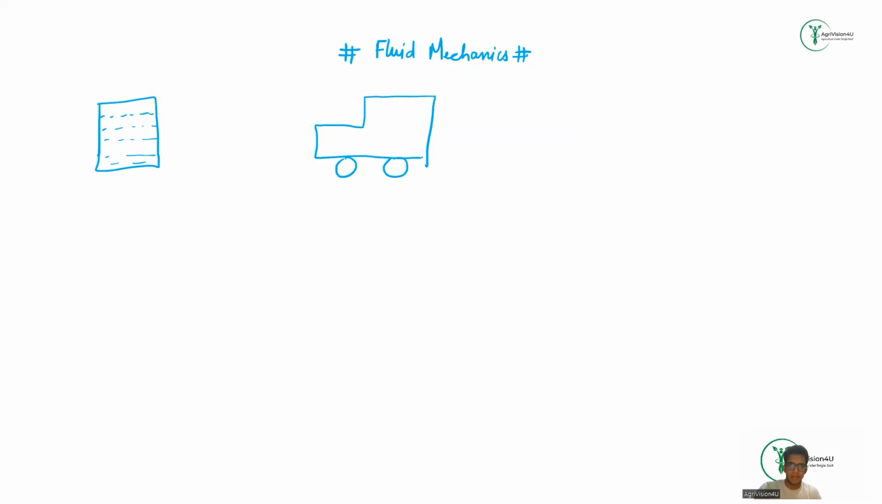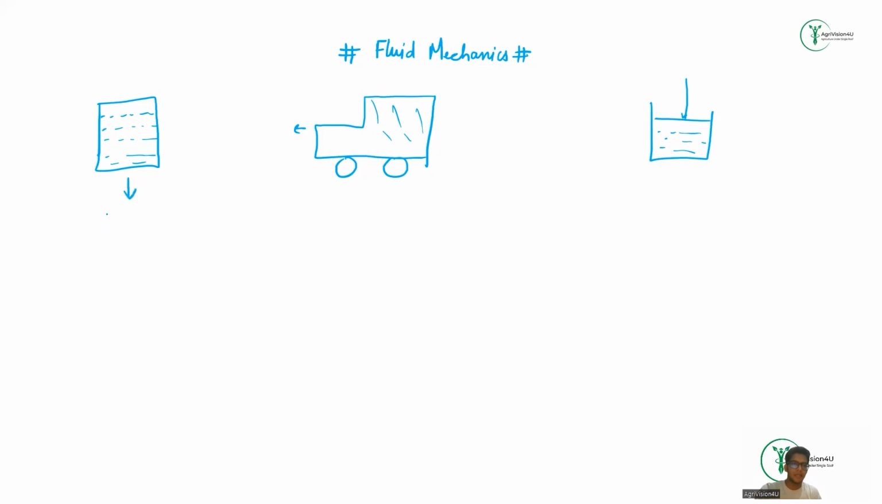This is looking like a jeep. So suppose this is a jeep, this is full of water and it is moving. Now there is a piston and fluid is filled inside it. Okay. So in fluid, basically it has three branches.